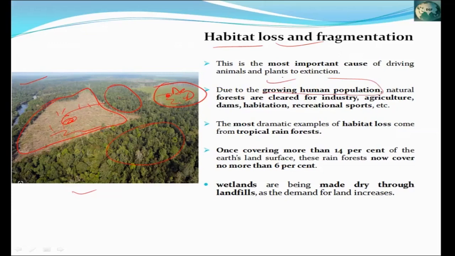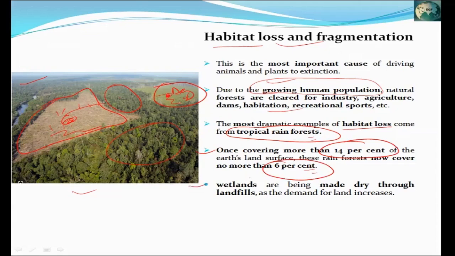Also, the growing human population. With the increase in human population, its need is also increasing. So humans require more food. Industrial requirement has increased, so more industries need to be established, which requires more land area. So for all these purposes, forests are cleared. The maximum habitat loss is going on in the tropical rainforest, which is the reason for highest biodiversity. Tropical forest used to cover 14% of Earth's area earlier, but now it has been reduced to only 6%, and 8% of the tropical rainforest area has been completely lost.